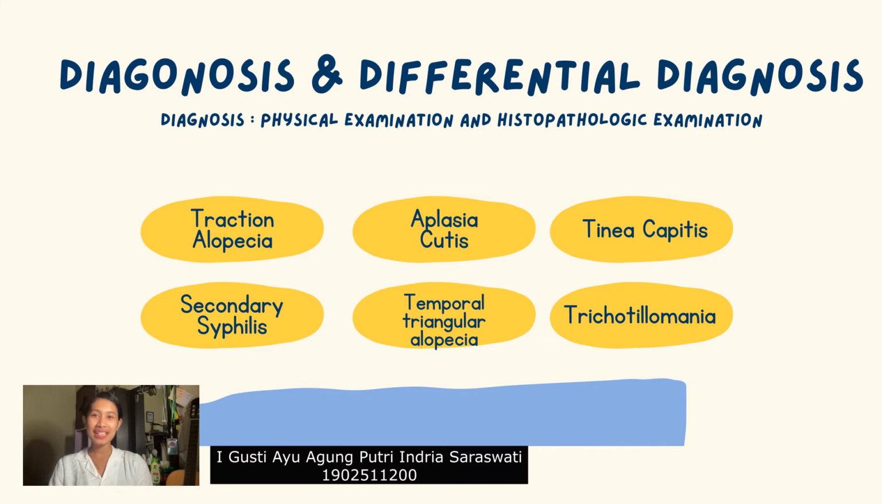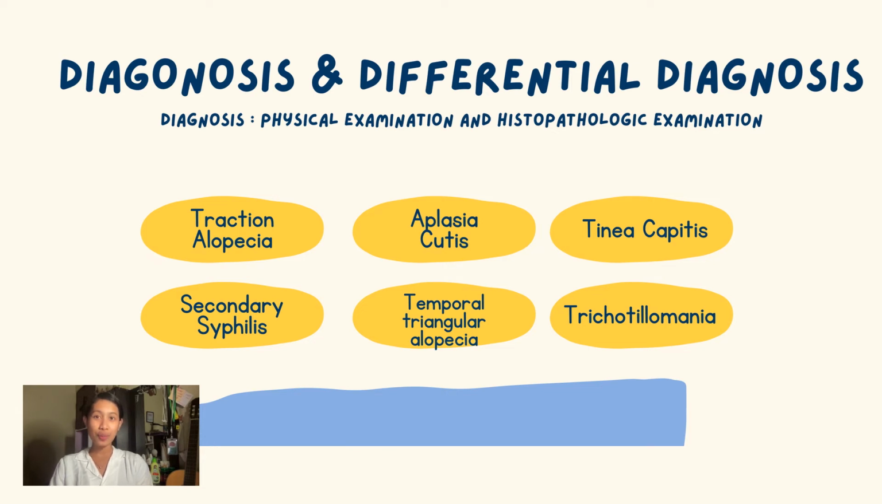Hello, my name is Putri Indria and my student number is 200, and now I'm going to talk about the diagnosis and differential diagnosis for alopecia areata. The first is diagnosis. In order to diagnose alopecia areata, we have to perform physical examination as well as histopathologic examination. In physical examination, the patients who have alopecia areata will show some signs of hair loss, and the pattern is well circumscribed patches, and if it happens on the head, it will show the skin of the scalp.